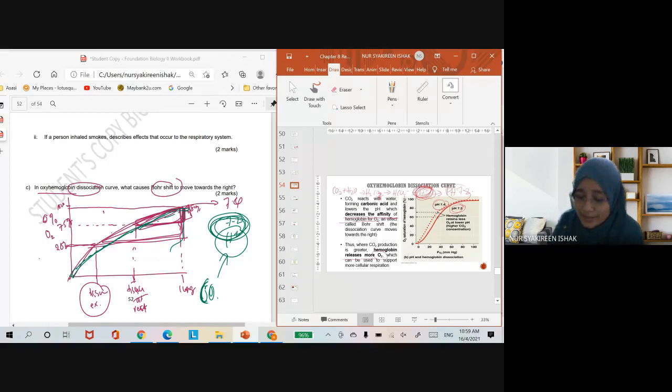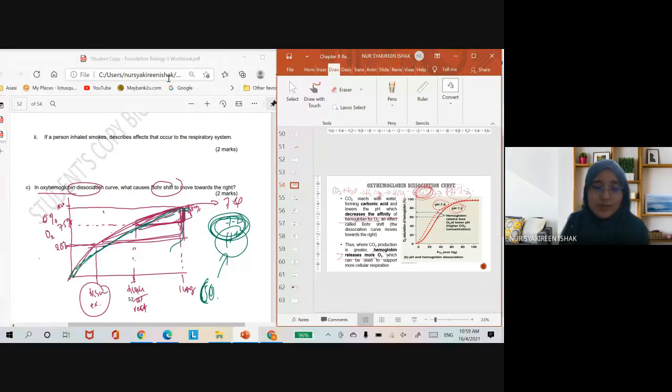Sebab itu indicate apa? The cell is requiring more oxygen. They undergo more cellular respiration. Requires more oxygen, produces more carbon dioxide. Okay, which can be used to support more cellular respiration. That is Bohr effect lah. Okay, so itu dia punya explanation, tapi dia nak 2 markah je.